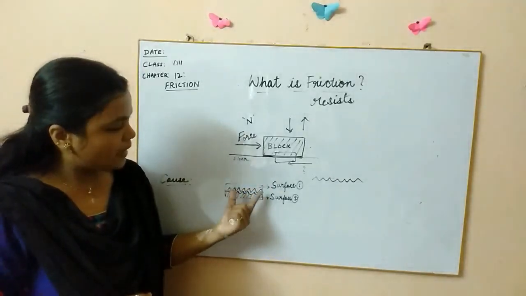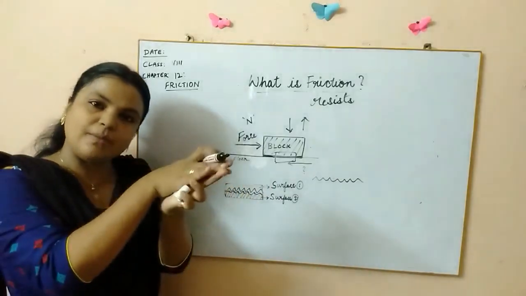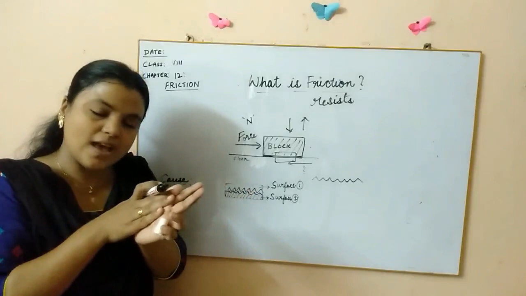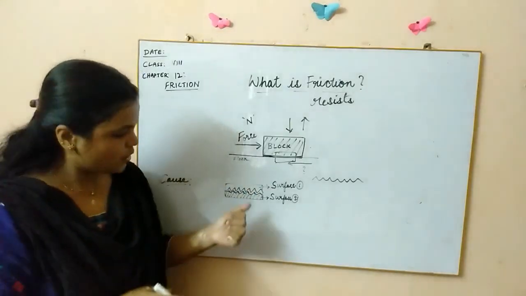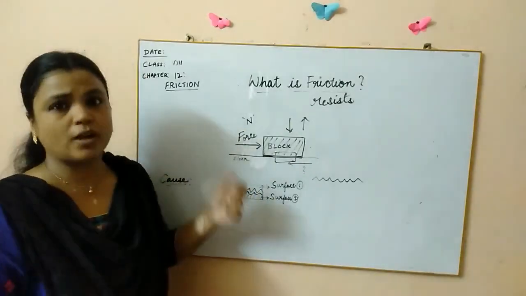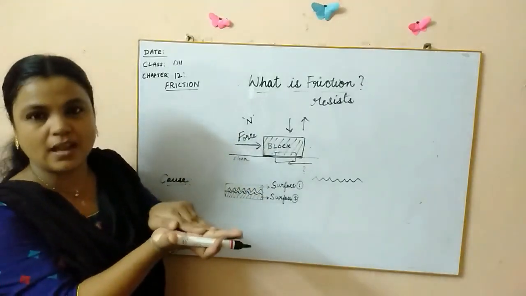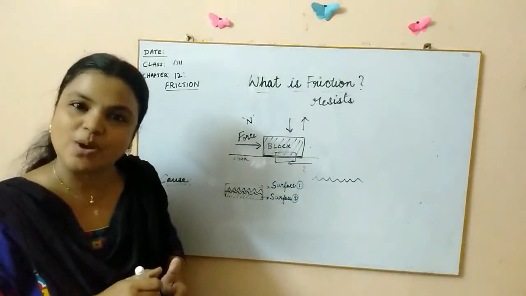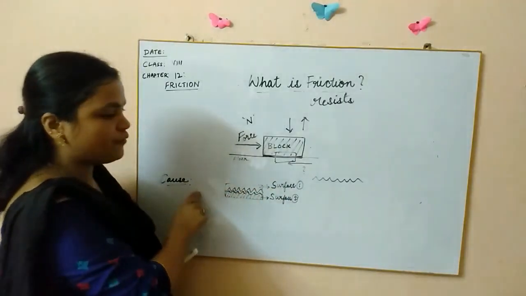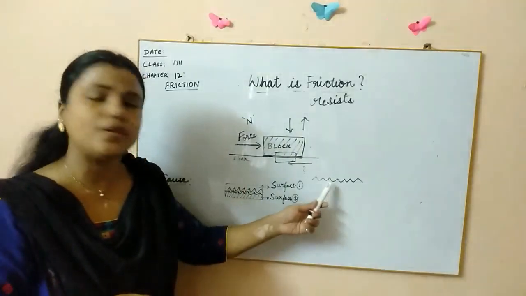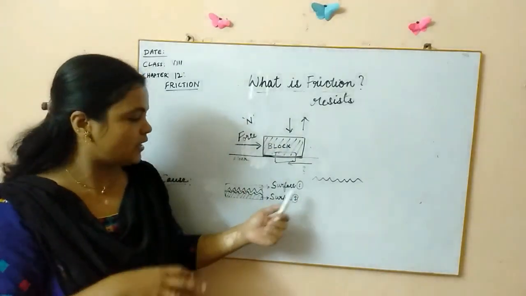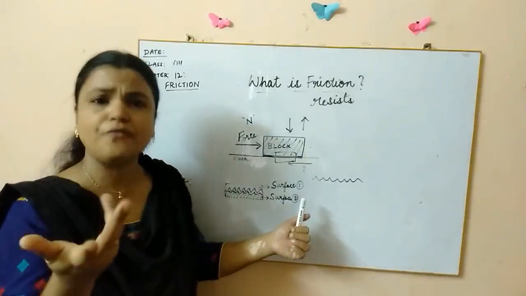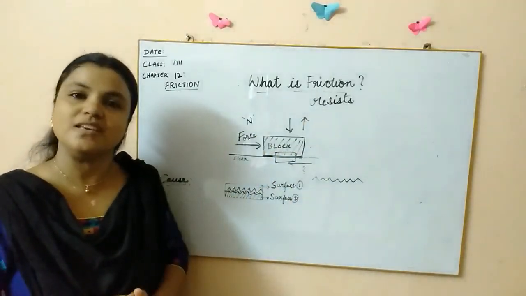Because of these, when these two surfaces come in contact, you can understand that because of these jagged surfaces, they are unable to move freely. They get interlocked or tangled. There is some interlocking happening, because of which free movement is not possible. So did you understand what is the cause of friction? It is mainly due to uneven surfaces, jagged or zigzag-like surfaces, rough surfaces, because of which friction is caused.